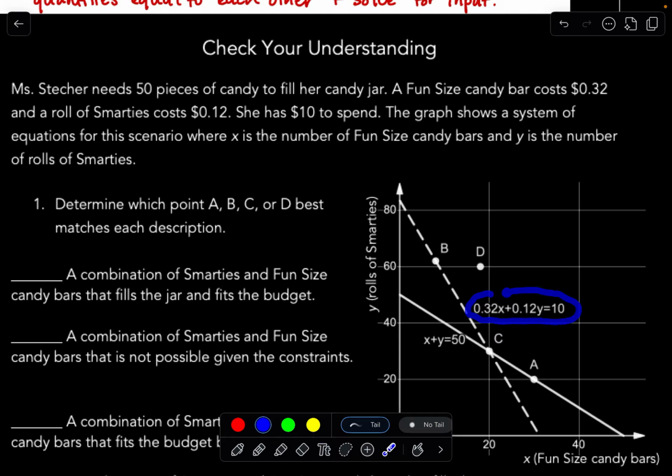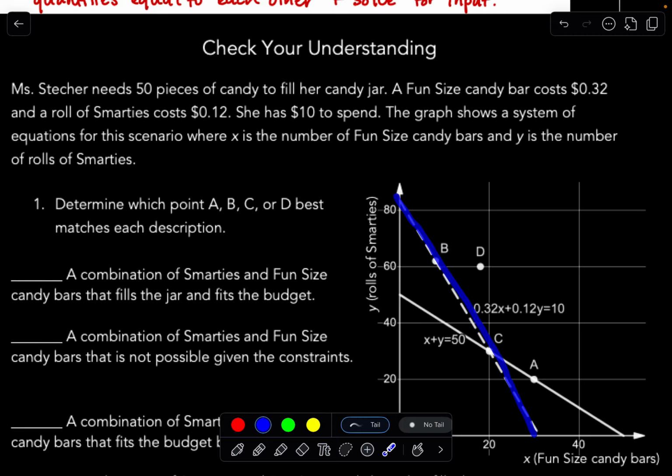This is an equation that represents the total money spent, the $10, on both the Smarties and the candy bars. X is the fun-sized candy bars, as it says down here, and Y is the rolls of Smarties. So 0.32 times X is the money spent on candy bars, and 0.12 times Y is the money spent on Smarties. Add them up, it has to equal 10. So that's how we got this equation.